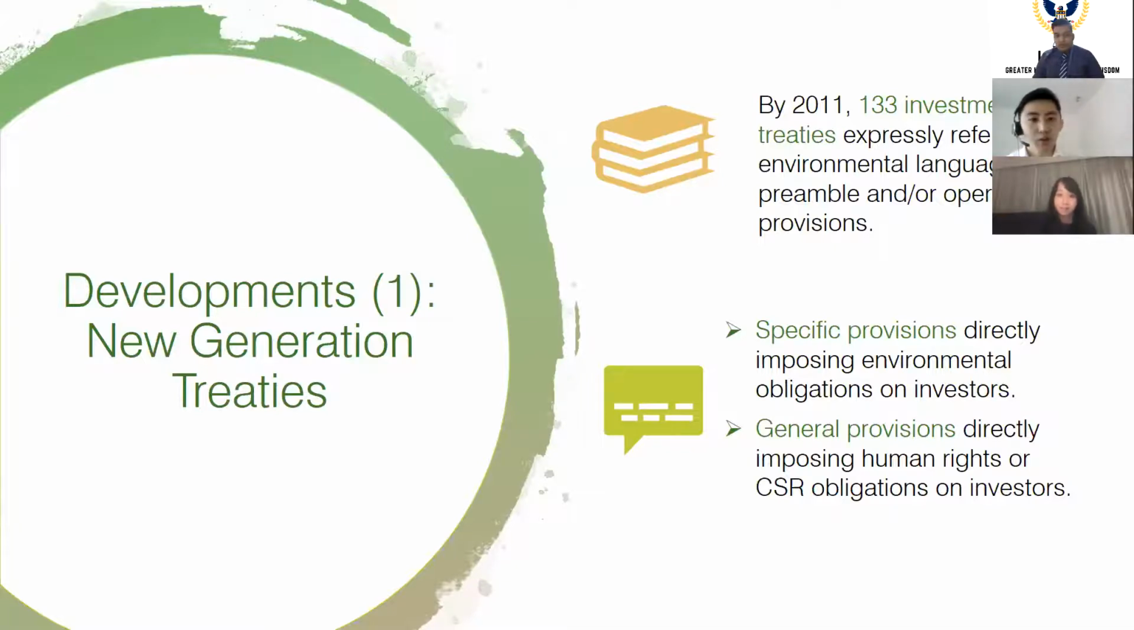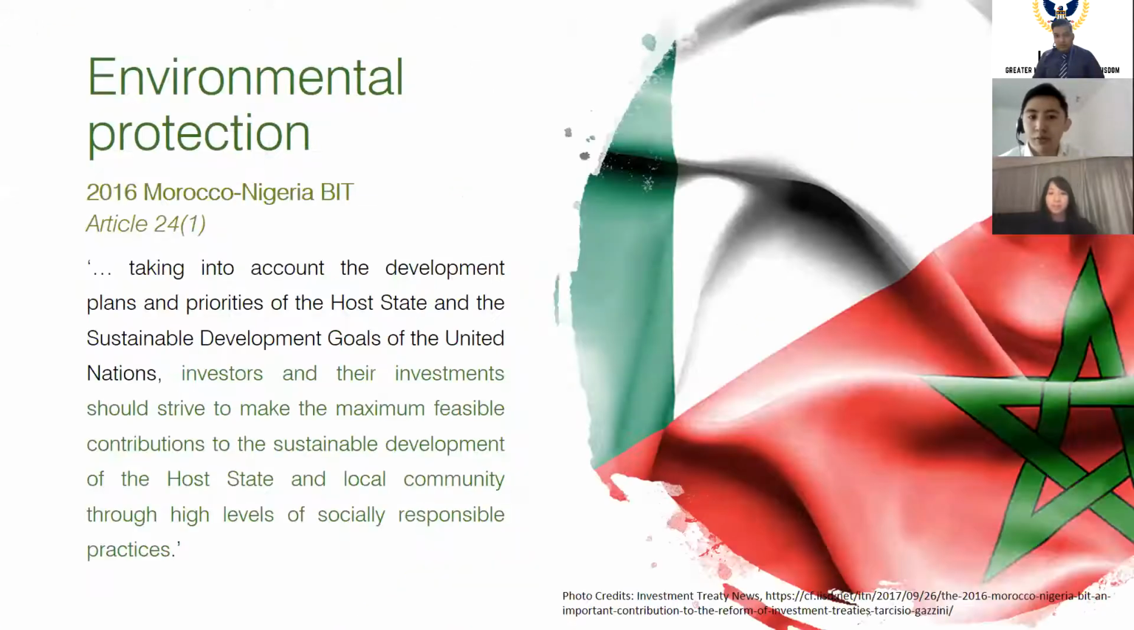An example of such a treaty, 2016 Morocco-Nigerian Bilateral Investment Treaty, Article 24.1 of this treaty states that investors and their investments should strive to make the maximum feasible contributions to the sustainable development of the host state and the local community through high levels of socially responsible practices. So this is a treaty attempting to directly impose some form of environmental related obligation on investor.